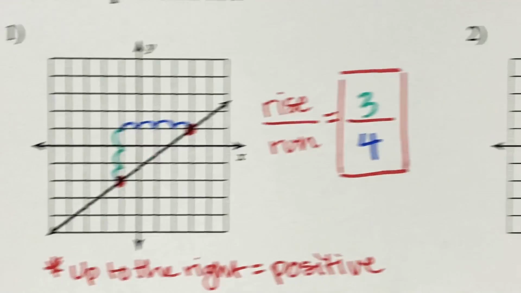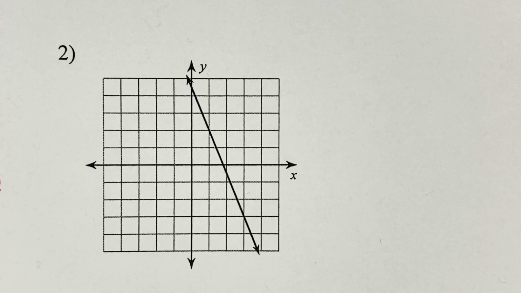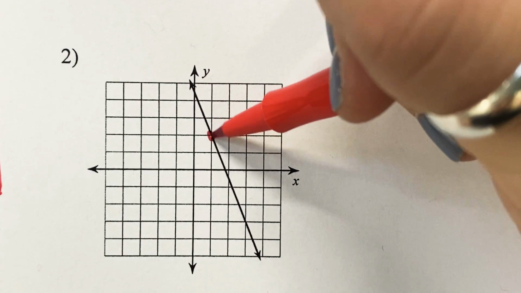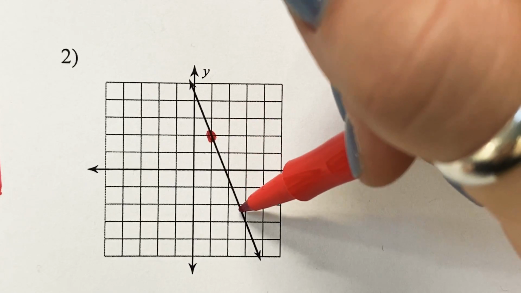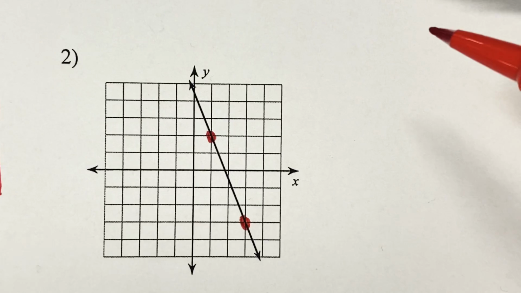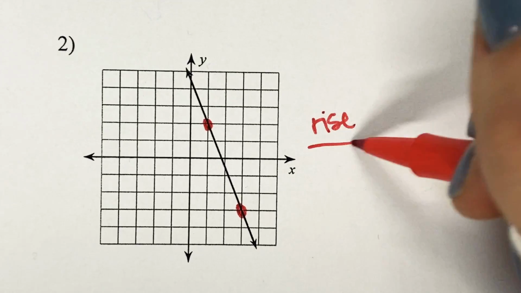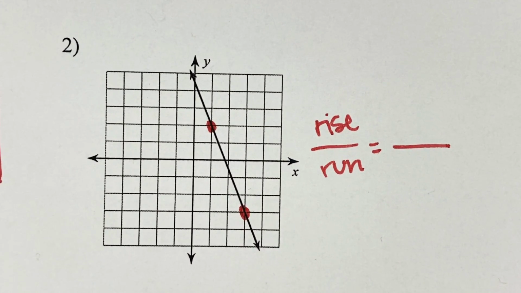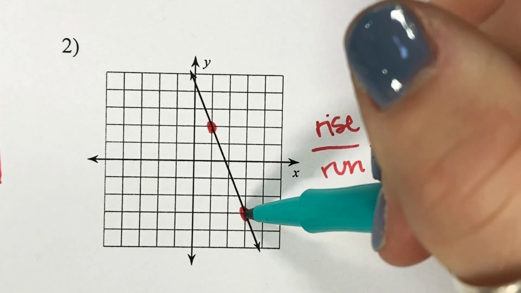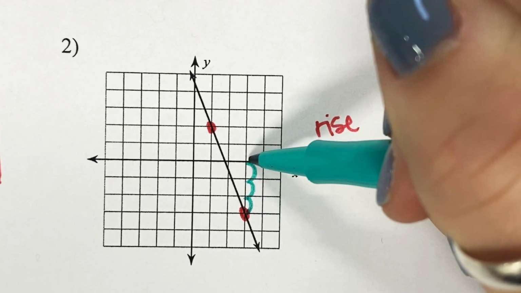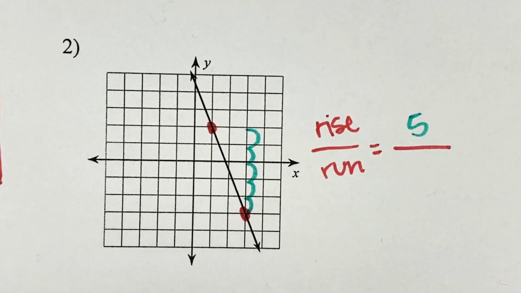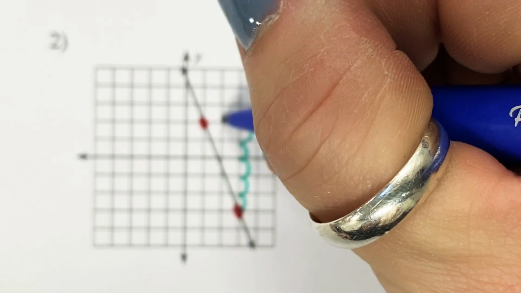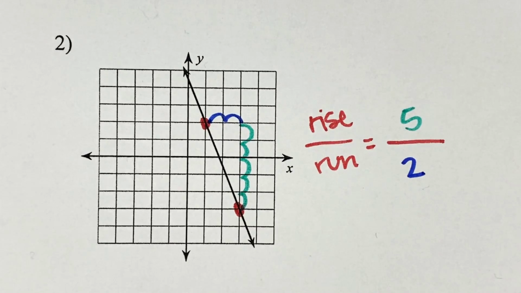Okay, let's look at number 2. So again, we're not given any points on this graph, so let's find where they perfectly line up in a corner. Okay, right there, and right there. Okay, so now we can do our rise over run. Okay, so I'm going to start from my bottom point. That's right here, and I'm going to rise 1, 2, 3, 4, 5. So 5 is going to go on top. Okay, from where I'm standing on my graph, I need to run. I'm going to run 1, 2 until I get to that next point.